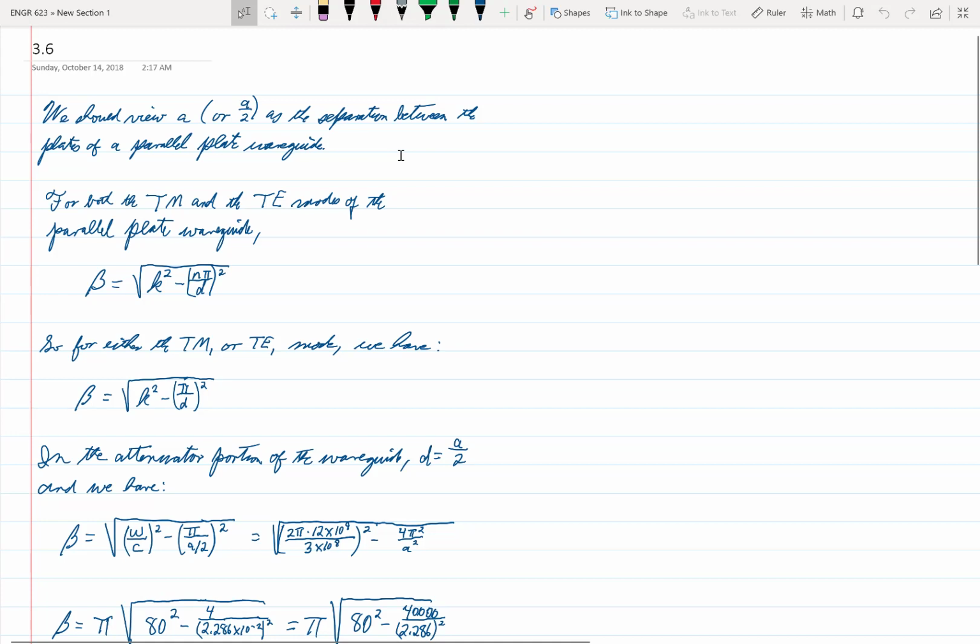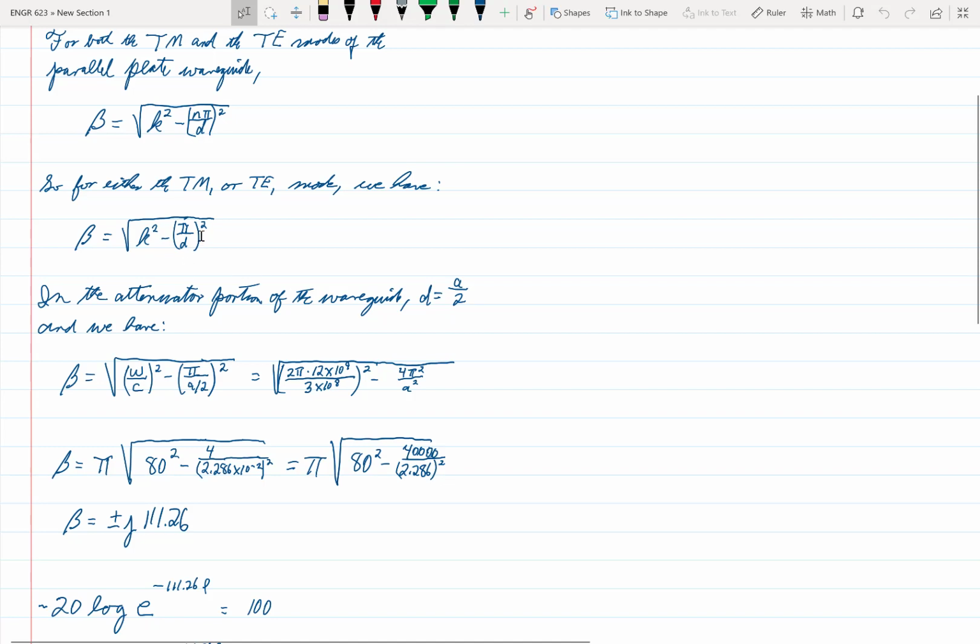Now, if we look in the book, we see that for both the TM and the TE modes of a parallel plate waveguide, beta is equal to the square root of k squared minus n pi over d squared. So for either the TM1 or TE1 mode, substituting in n equals 1, beta is equal to the square root of k squared minus pi over d squared.